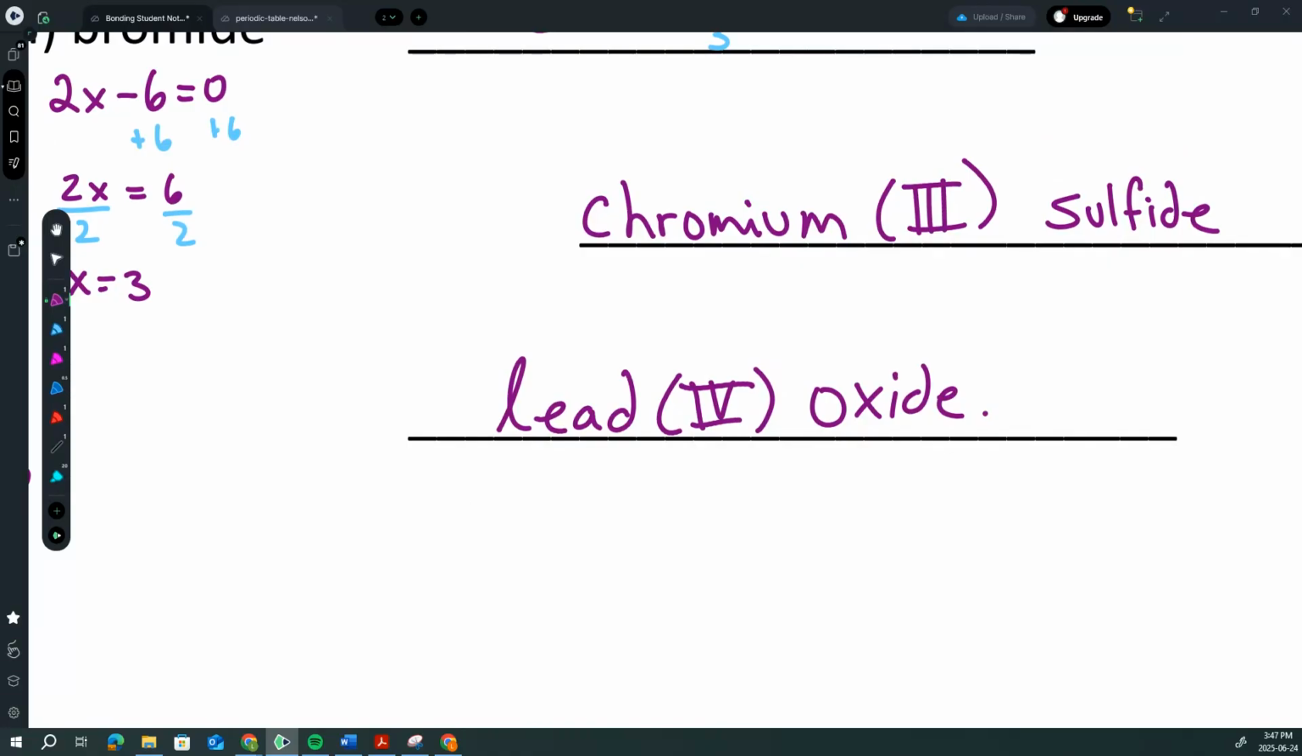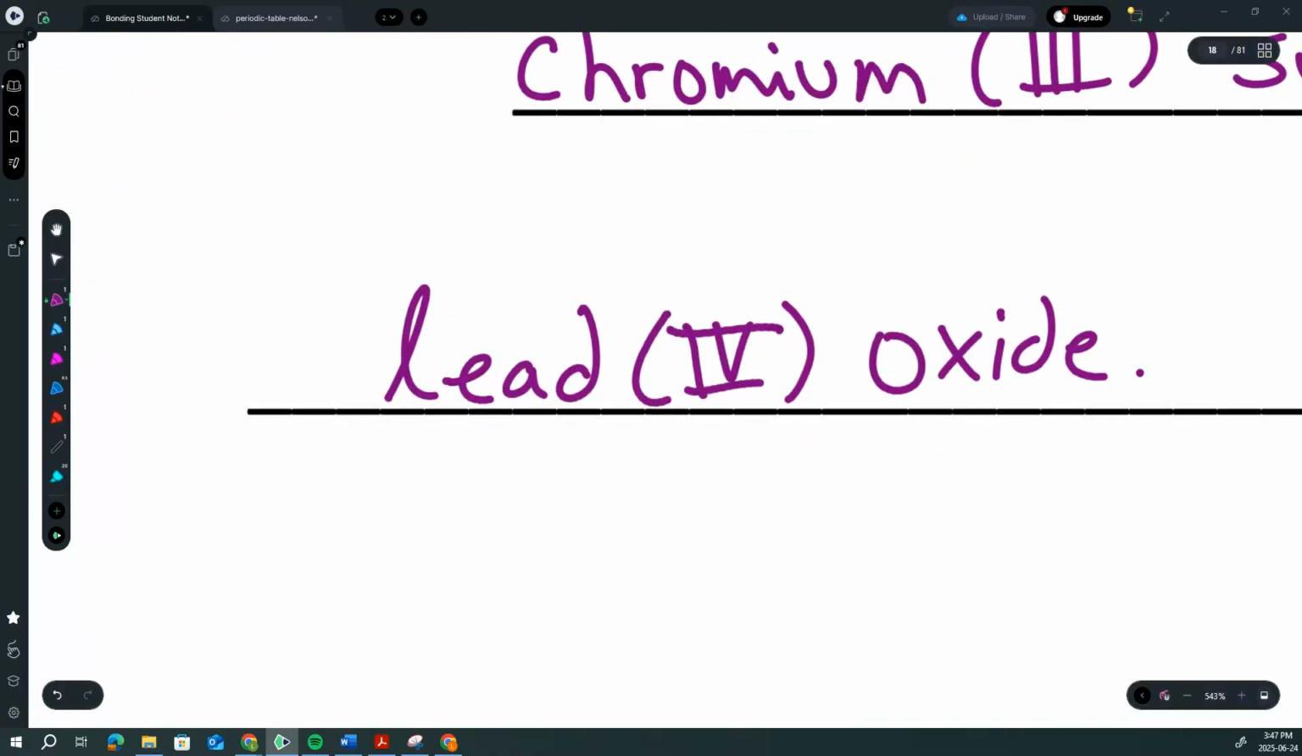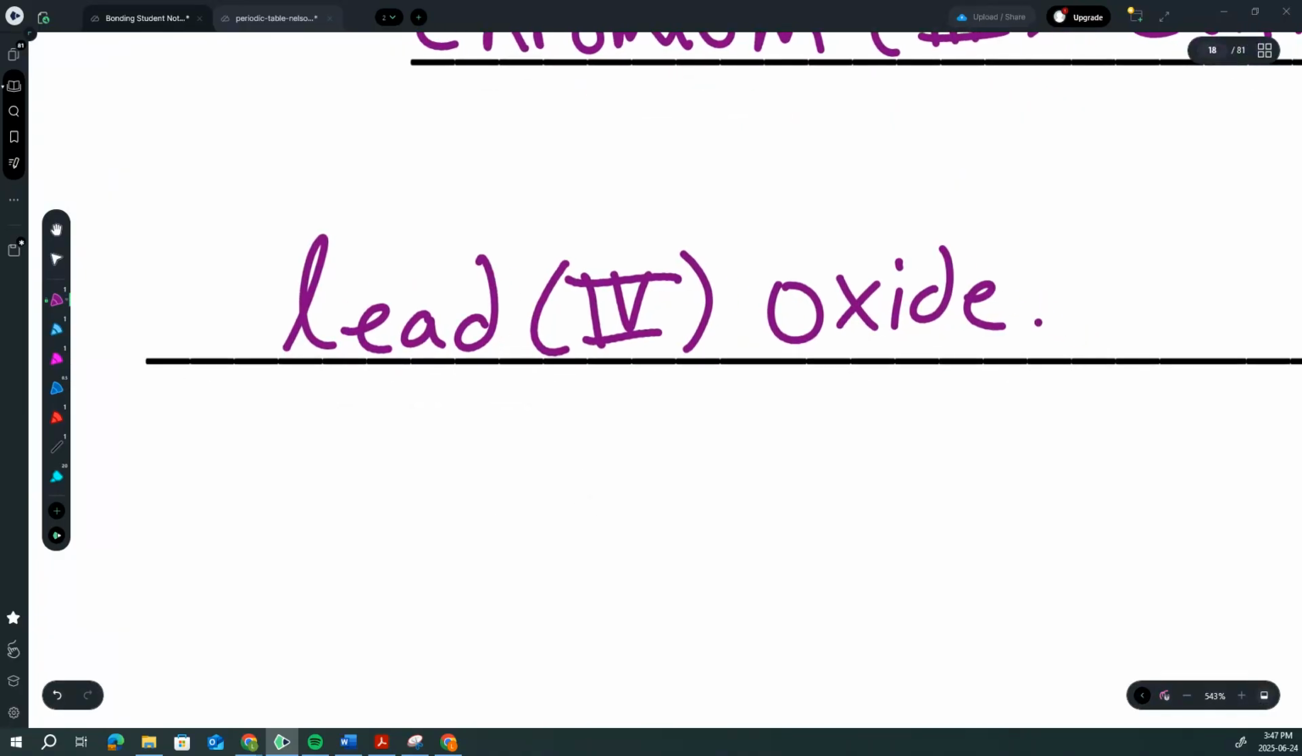So some reminders here with multivalent metals: you always need to put brackets around the Roman numerals that indicate charge.